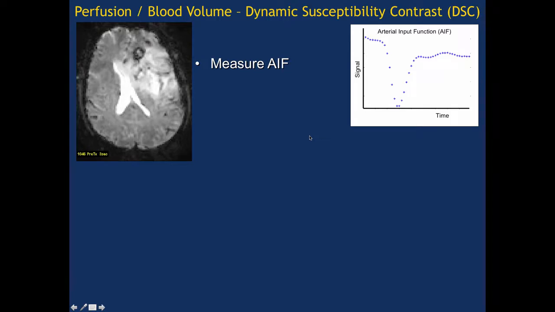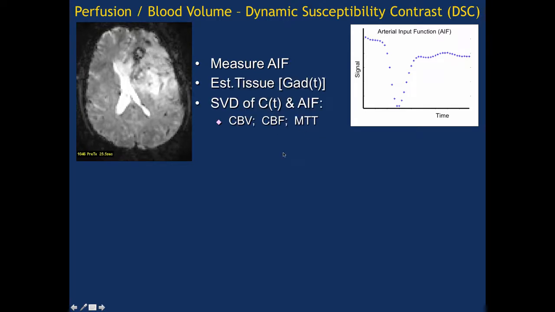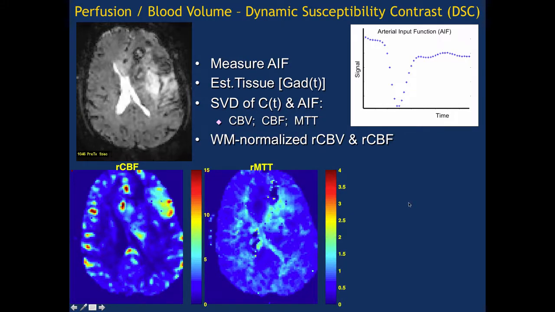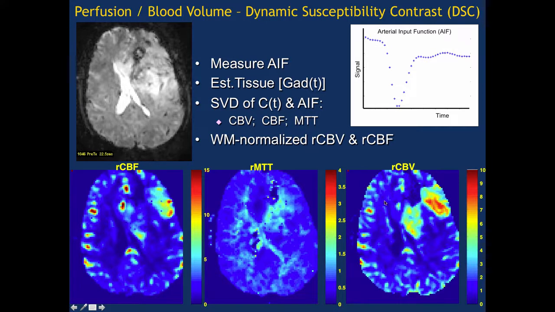Again, we'll calibrate things by measuring an input function, a little bit of mathematics and algorithm to pull out things. Often we normalize by normal tissue, but from this 1 minute scan, it's about 1 minute to inject and look at all these changes, you can generate images of the relative cerebral blood flow, the mean transit time, as well as the blood volume. These usually are relative, because we'll normalize by, let's say, the contralateral white matter. But as you can see, we can indicate where we have a hypervascular tumor in this instance.